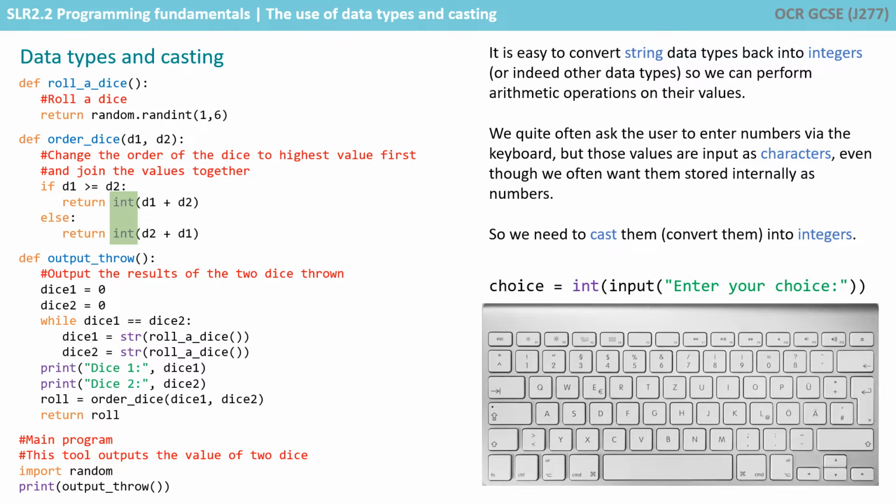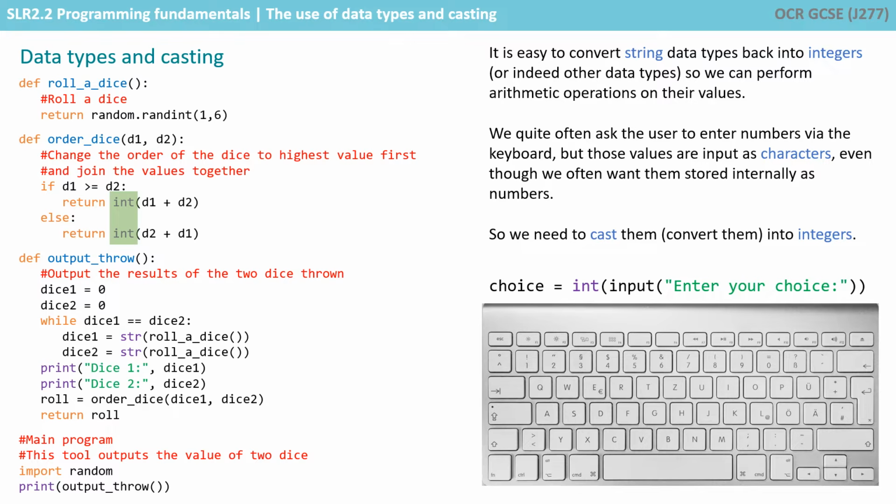It is easy to convert string data types back into integers, or indeed to other data types like I've just said, so we can perform arithmetic operations on their values. We quite often ask the user to enter numbers via the keyboard, but any value entered from the keyboard is inputted as characters, even if we often want them stored internally as numbers. So when someone presses 6 on the keyboard, they are not entering the number 6, they're entering the ASCII character 6. So it's quite common to cast or convert them into integers.